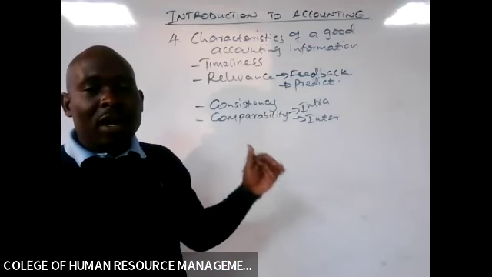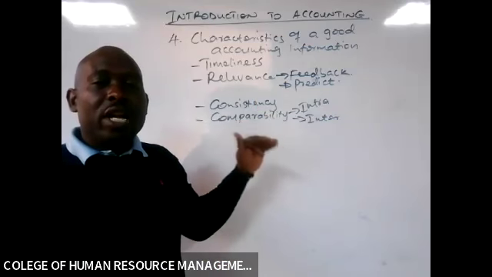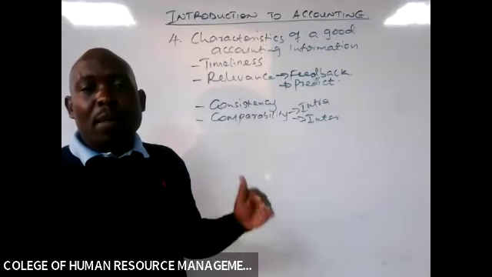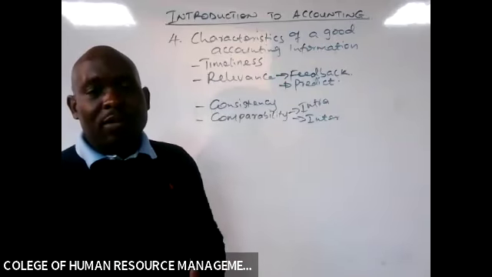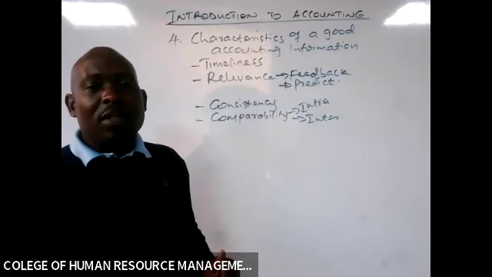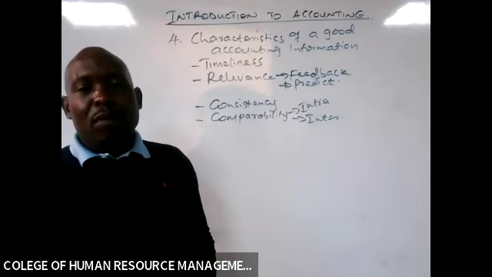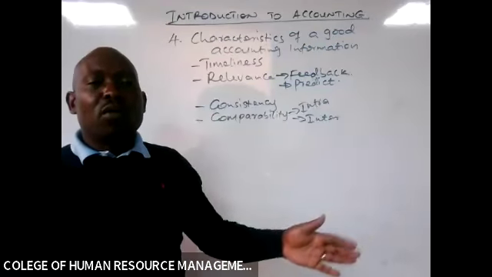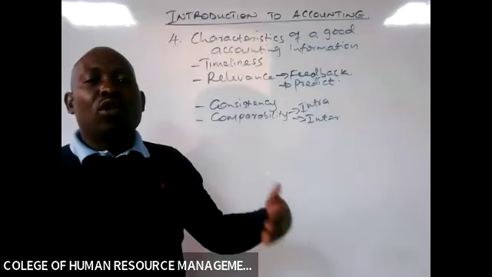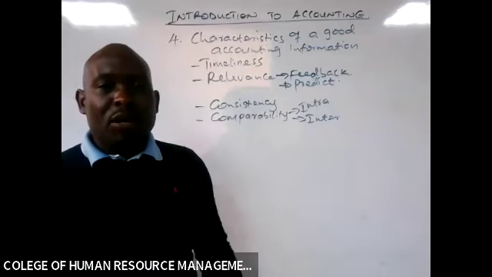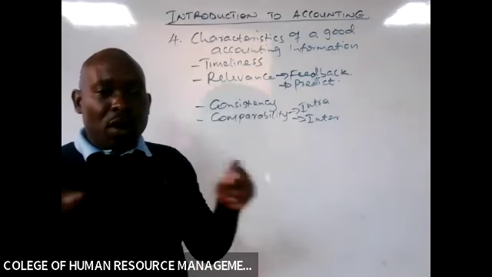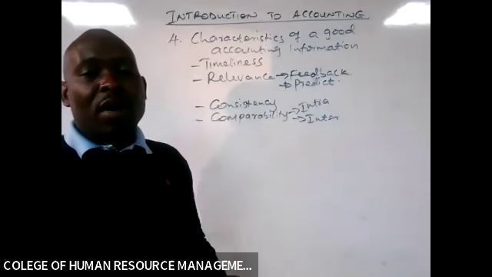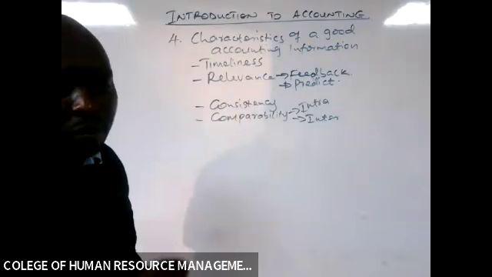And we normally say that comparability can only happen if there is consistency. So comparability is a subset of consistency. Without consistency, there cannot be comparability. Because when there is no consistency, then you will be having different books of accounts because they are prepared differently. Then you cannot compare things that are different. But when you maintain the same way of preparing the books of accounts, then you are going to have identical or similar books of accounts, which will be easy for your comparison.